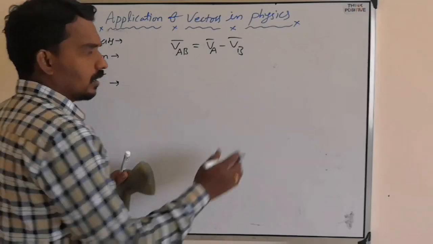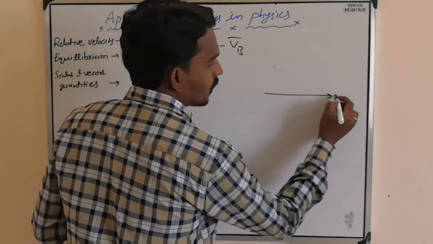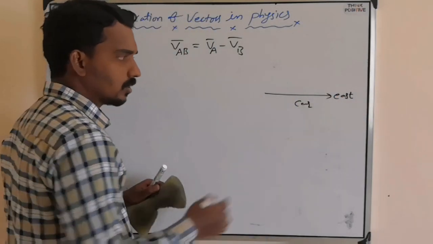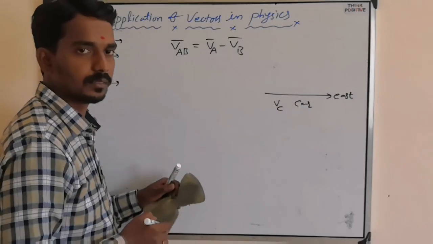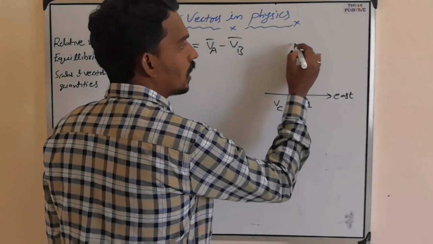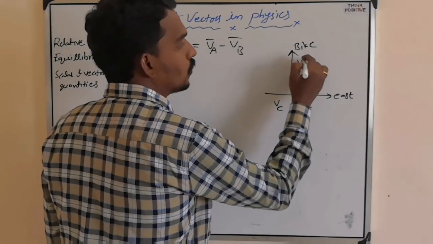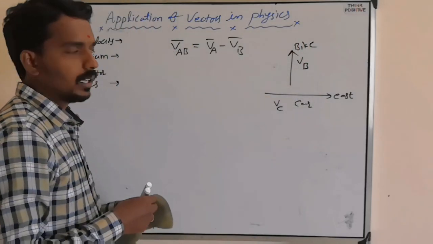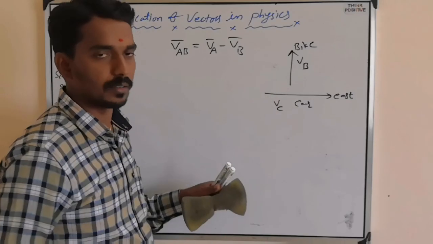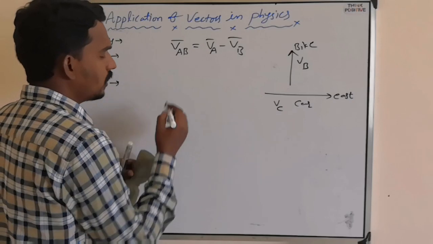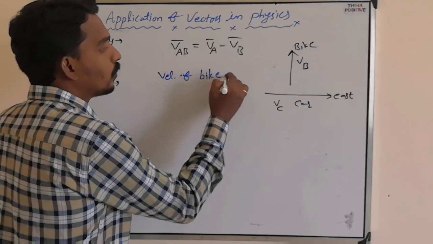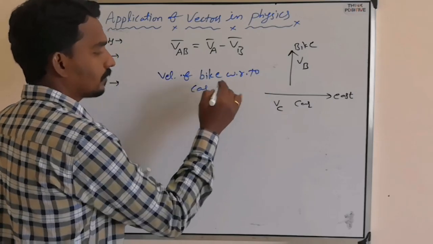See, you are moving in this direction, east, in car. So let's say the car velocity VC. Right? One person is moving towards north on bike. So VB. Then the question is, suppose what is the velocity of bike with respect to car? What's the question? Velocity of bike with respect to car.